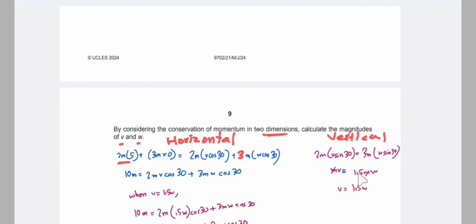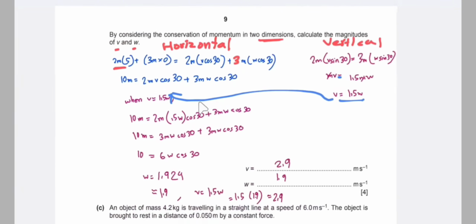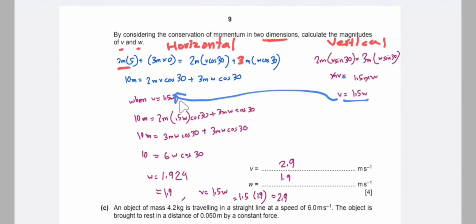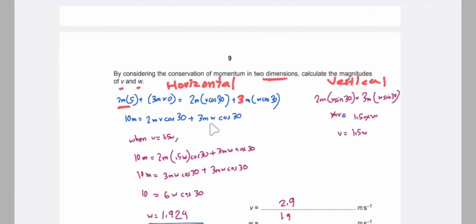Then after solving, v is equal to 1.5 w. Then we need to substitute the value of v in the equation for the horizontal direction. After substituting the value of v, that is 1.5 w, we get the value of w as 1.924, approximately 1.9. And what is the value of v? So we need to substitute the value of w in the equation for v to find the value of v as 2.9. So this is for 3 part B.